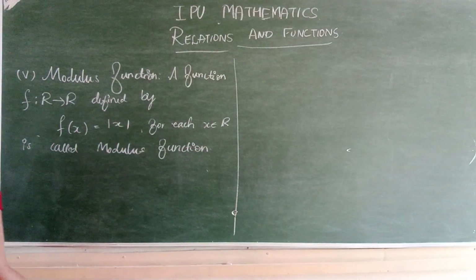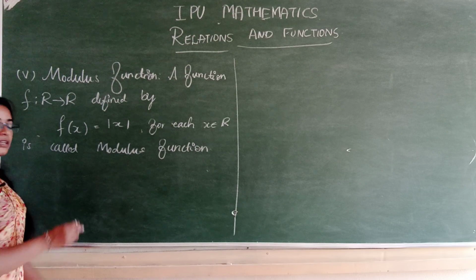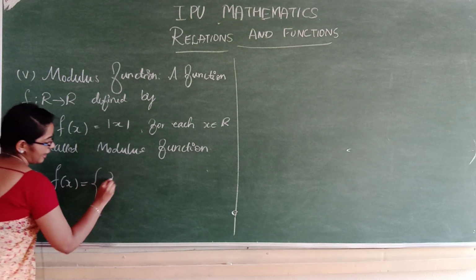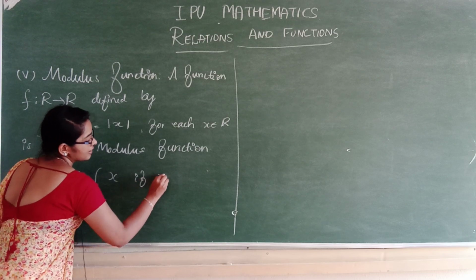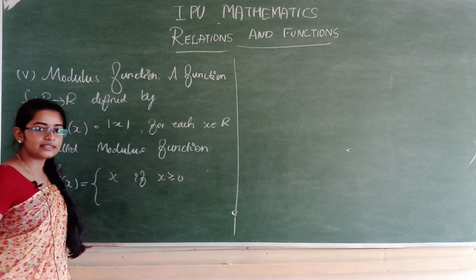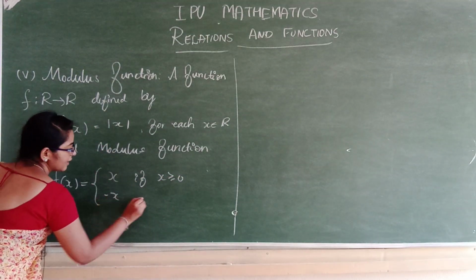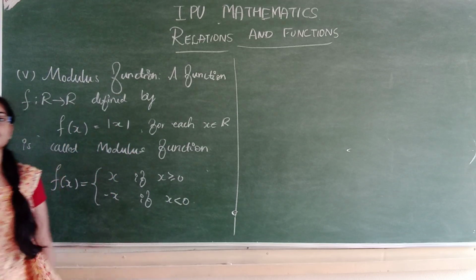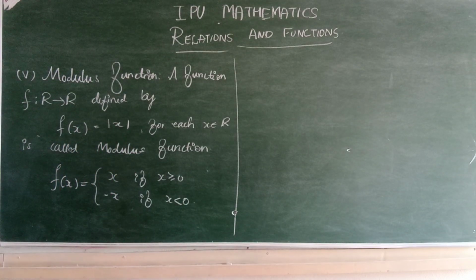Now the definition comes out to be like this: f of x is equal to x if x is greater than or equal to 0, and minus x if x is less than 0. This is the definition of the modulus function.